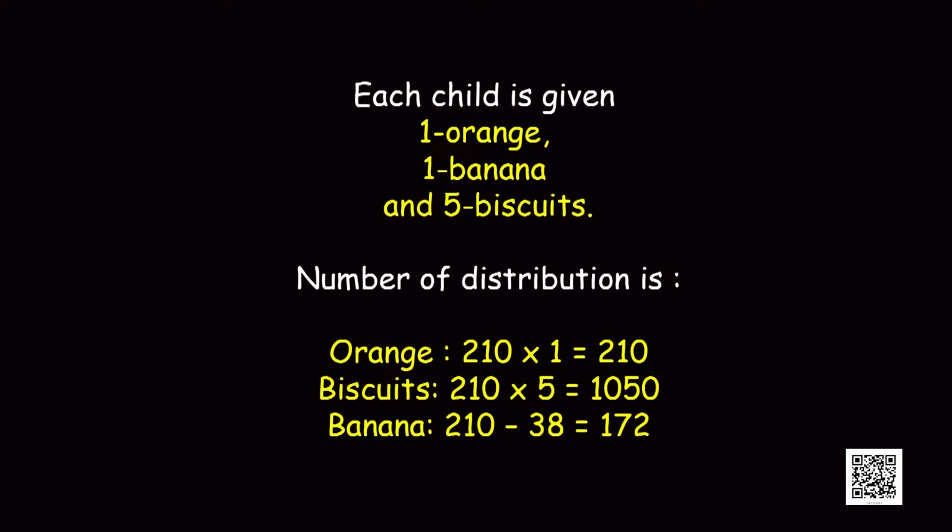Then for bananas, 210 students are there, but 38 students have not taken banana, then how many bananas are taken? It is slightly difficult to calculate, because 38 students have not taken banana, then how many students have taken banana? That we have to calculate. It is also very easy.